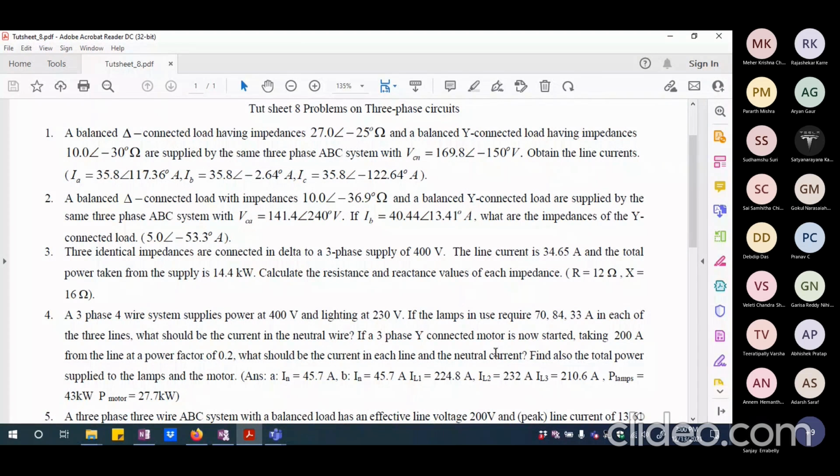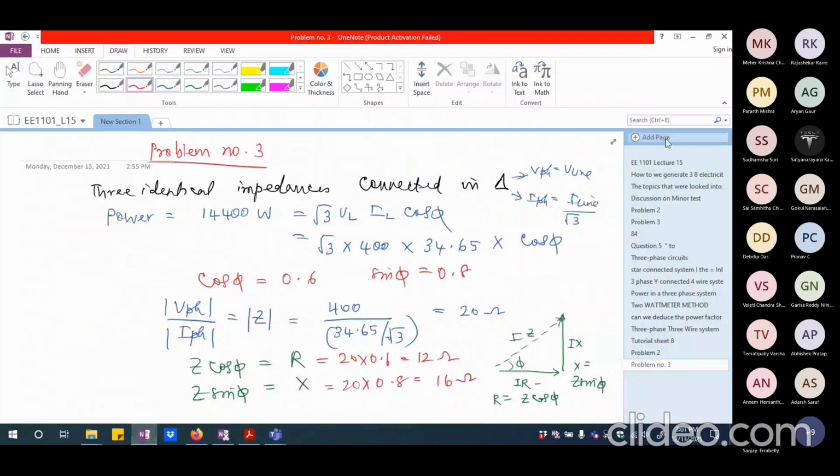If a 3-phase Y-connected motor is now started taking 200 ampere from the line at a power factor of 0.2, what should be the line current in each line and the neutral current? Find also the total power supplied to the lamps and the motor. So this is the total problem. We have 400 volts as the supply line voltage and 230 volts as the single phase voltage. All the loads are star connected according to what is given. So let's try to do this.